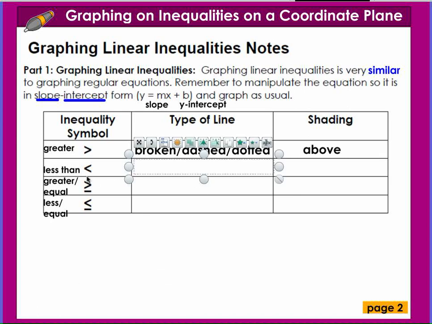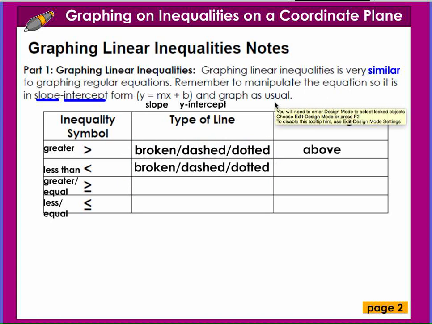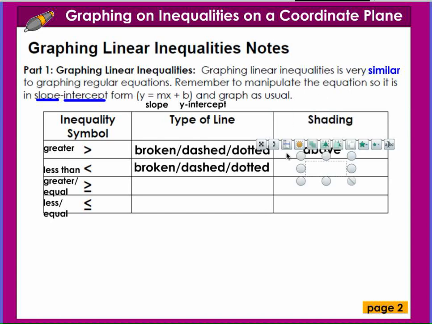All right, if I have less than, again, there's no equal sign here, just less than. Again, it's going to be the same type of line we had before. Broken, dashed, or dotted. It's going to be broken because it's not equal to. And then for my shading, because it's less than, which direction do you think we're going to shade? If you're thinking below, you're correct. It's below.